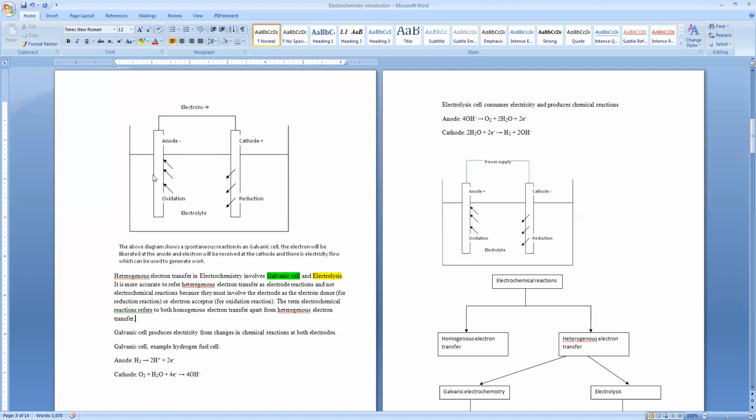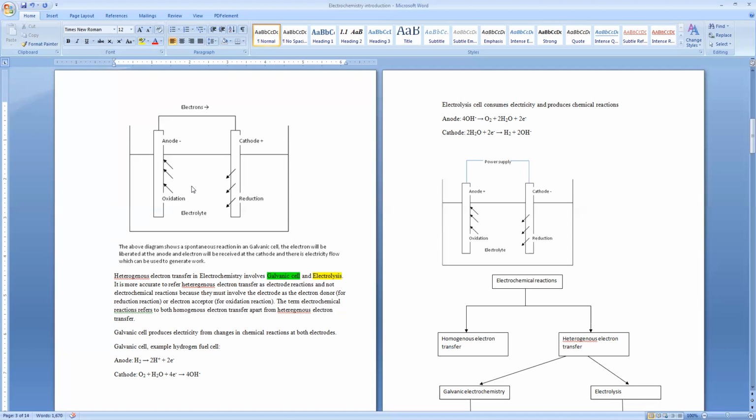Whereas heterogeneous refers to the transport of electrons between the electrodes and the electrolyte. Okay, so that is basically the thing about this cell. So this cell, for example, the galvanic cell. Examples are basically batteries and fuel cells, because a galvanic cell is basically the electrochemistry which generates energy.